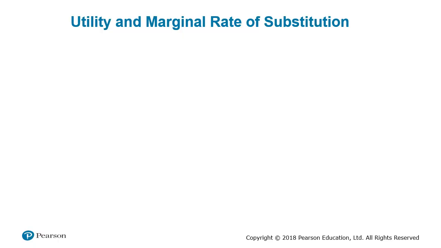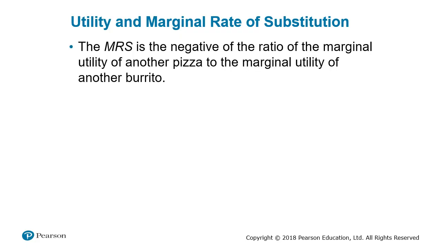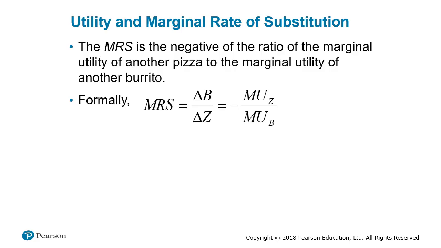We're going to go back to our indifference curve analysis now, and we're going to see that there's an important relationship between utility and the marginal rate of substitution. Remember, the marginal rate of substitution, or the MRS, is the slope of the indifference curve. We will see that the MRS is the negative of the ratio of the marginal utility of another pizza to the marginal utility of another burrito.